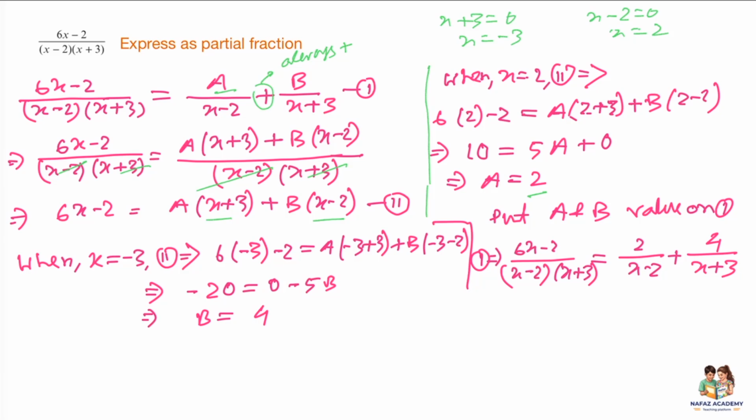I think you understand. The A value is 2, the B value is 4. Yes, correct. So it is the answer.